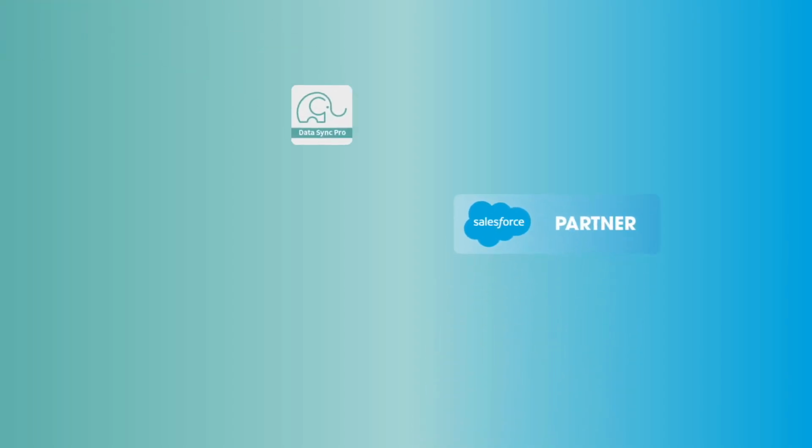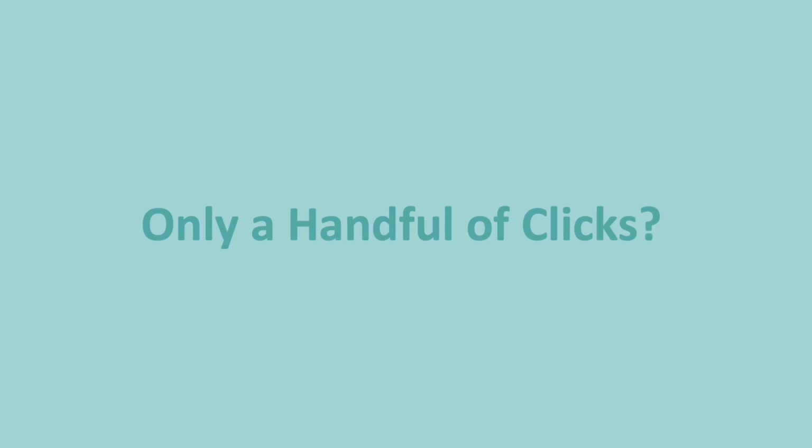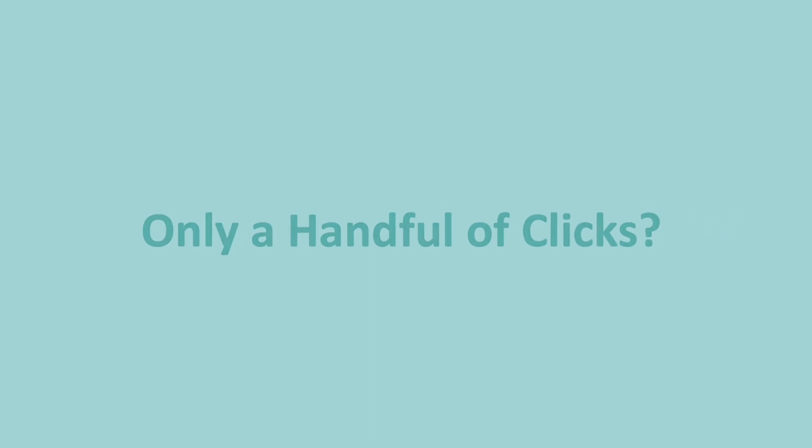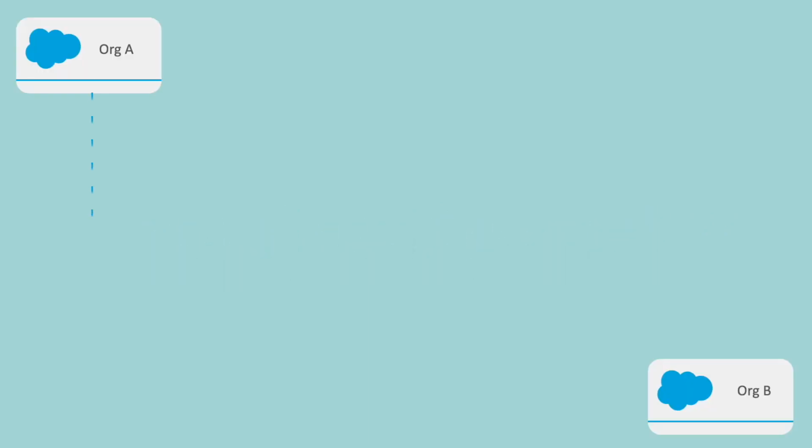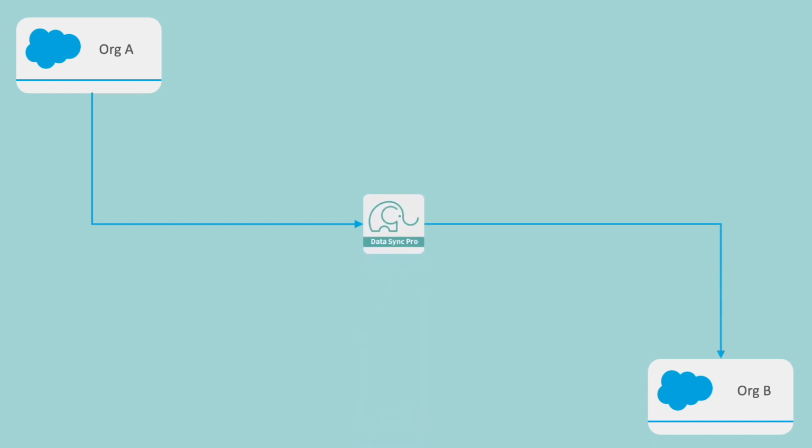What if migrating millions of records with complex relationships between Salesforce orgs required no heavy ETL tools and only took a handful of clicks? In this demo, let's see how Data Sync Pro enables you to quickly build templates and migrate a specific subset of data from one Salesforce org to another while preserving data relationships. We will focus on the transfer of the contact object as our example.